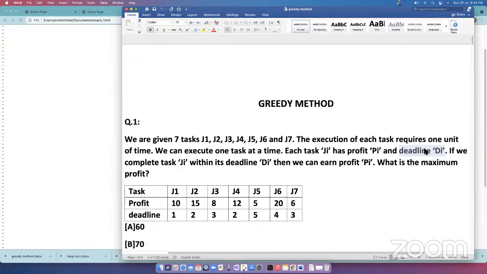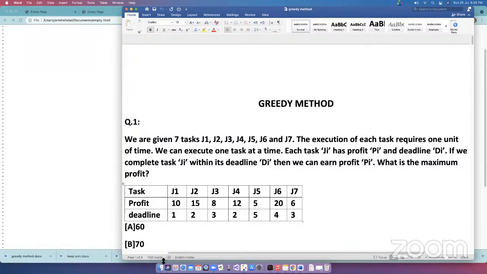So every job has got a deadline and the job has to be completed before or within that deadline, not after the deadline, isn't it? So that's what they have said. If we complete the task JI within its deadline, DI, so for JI, we have deadline DI, then we earn profit PI. So we will get money or this profit only if the job is completely done within the deadline. Then the question asked is, what is the maximum profit?